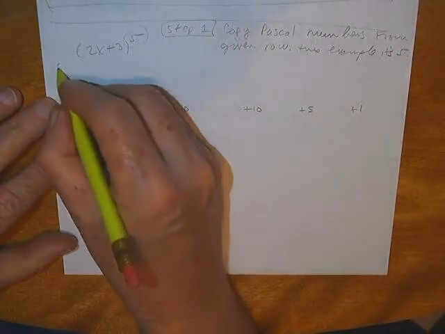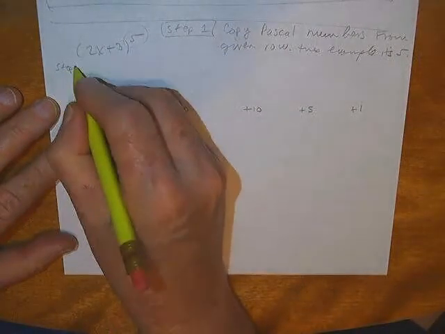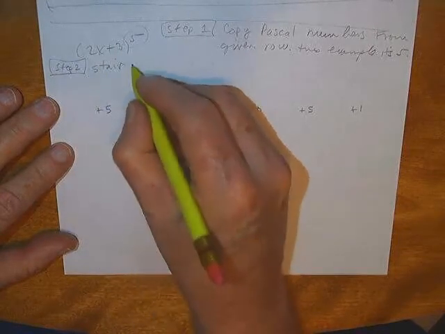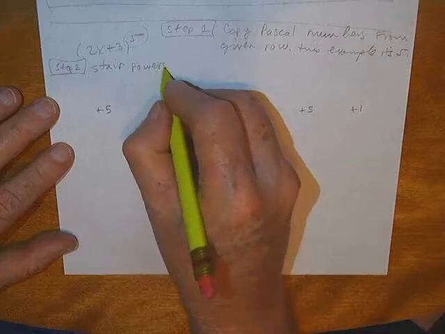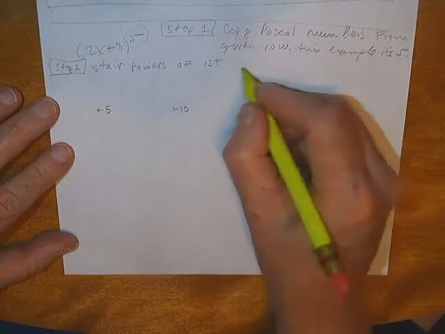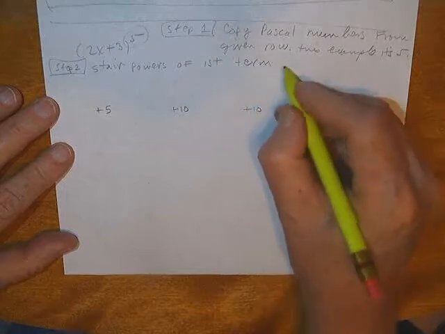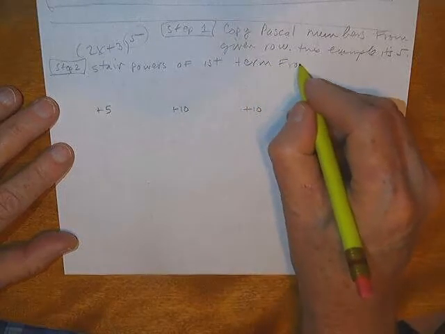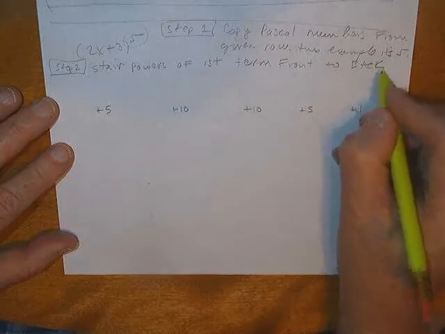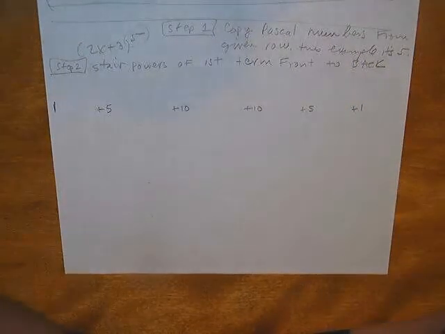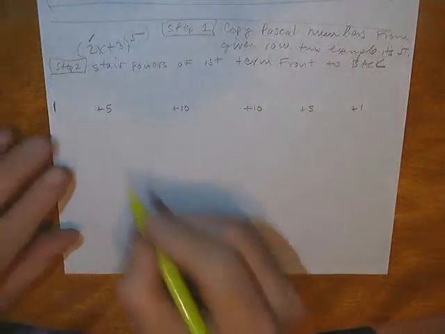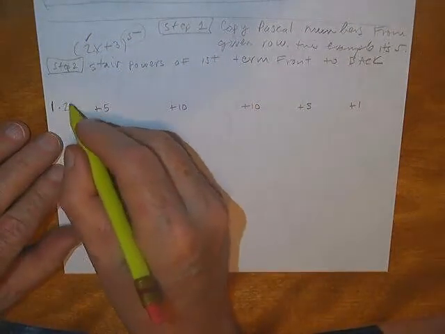Okay? So on this one, this is step 2. We want to stair step the powers of the first term front to back. Okay, so it's actually pretty easy if you think about it. So let's start with the 2. It's part of the first term. So I'm just going to go stair stepping these powers.